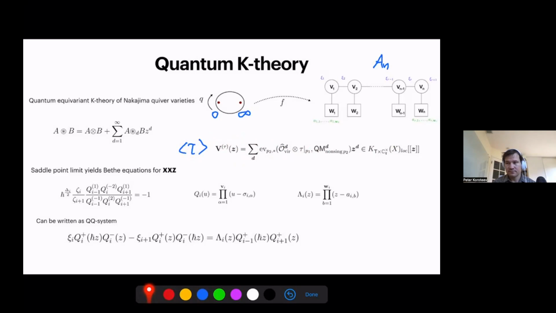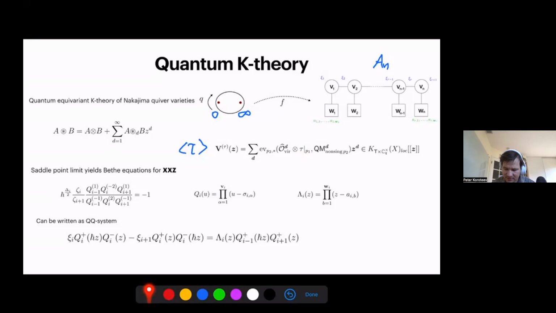Yes. In the second expression, where is the Q? What is Q? In the second expression, Q? In the second. Here? Yeah. Oh, it's well. I mean, it's in the. I mean, it's the. No, it's like. So Q only arises in the.